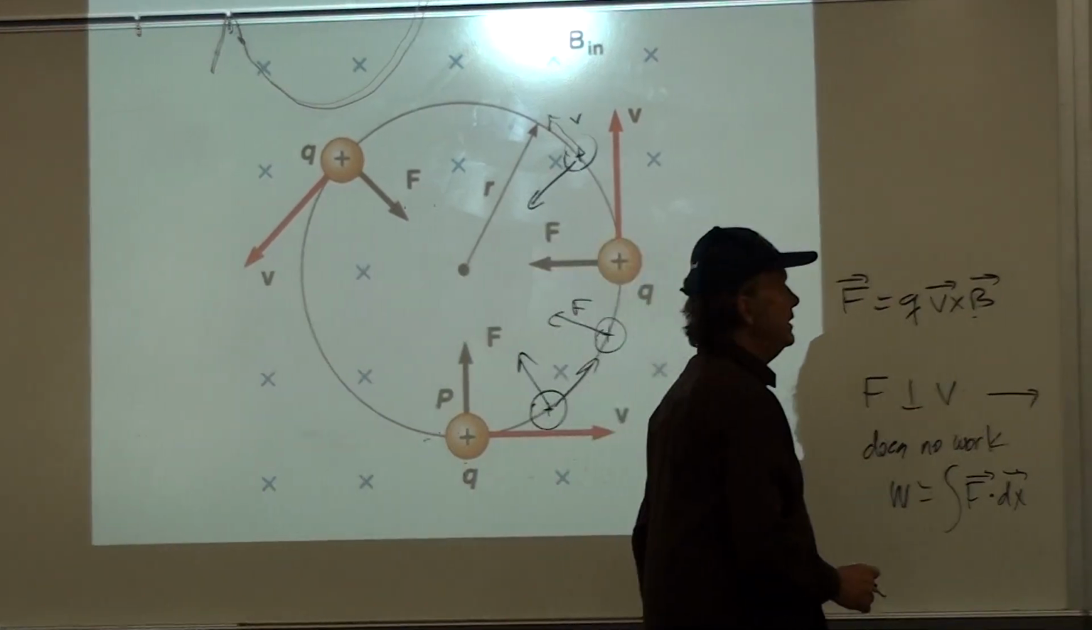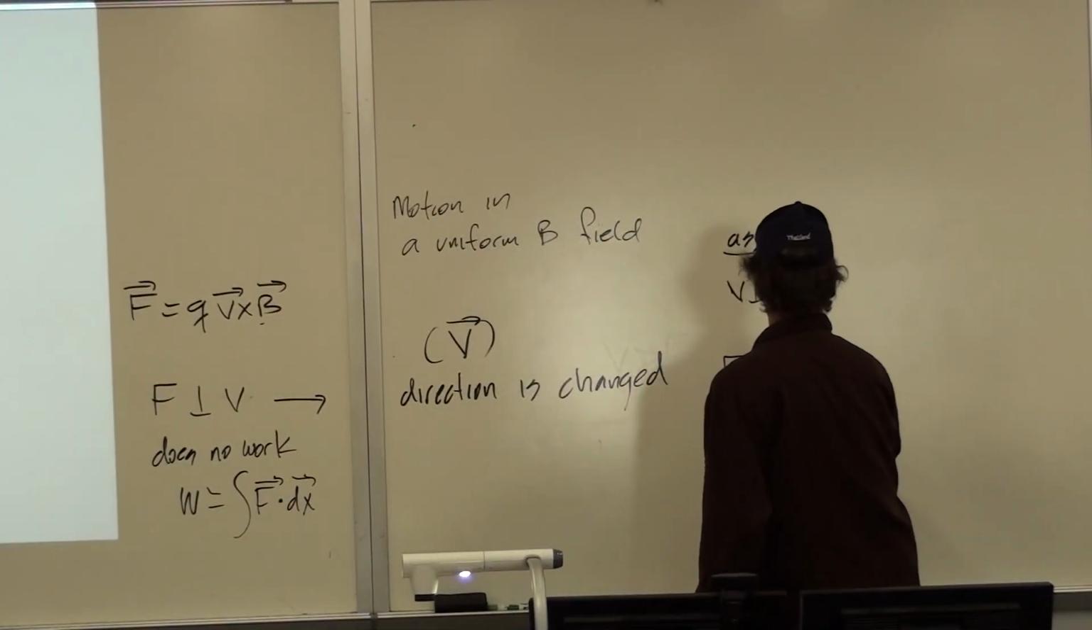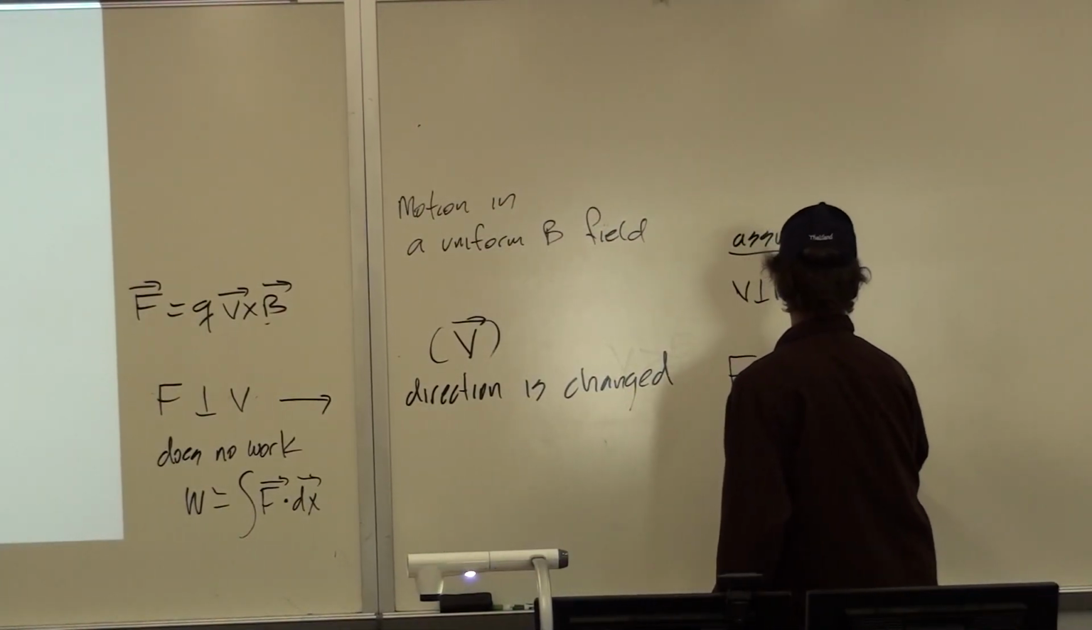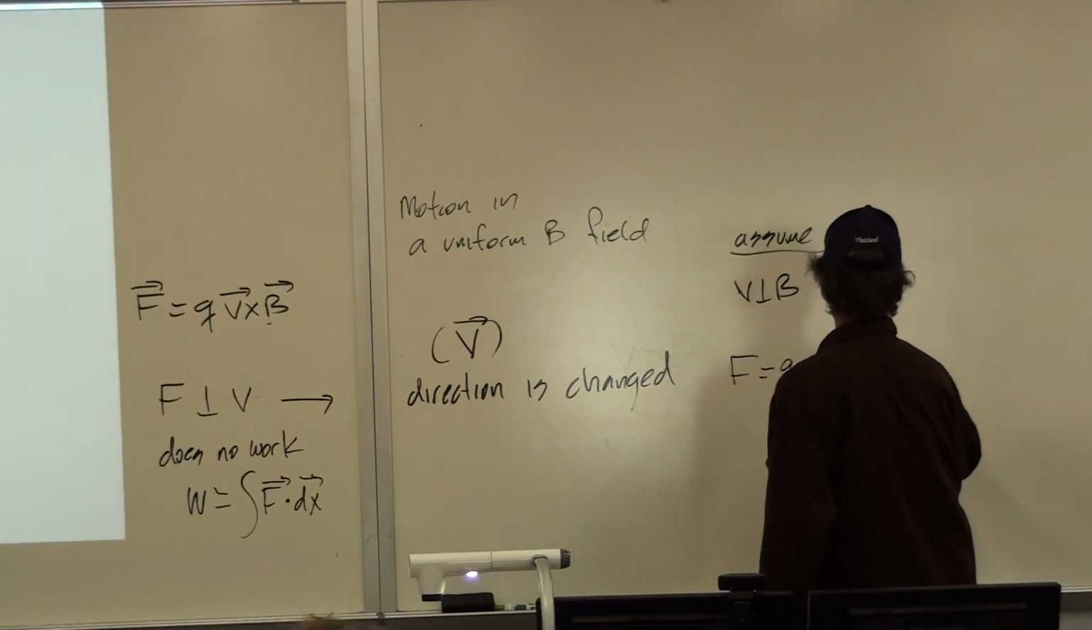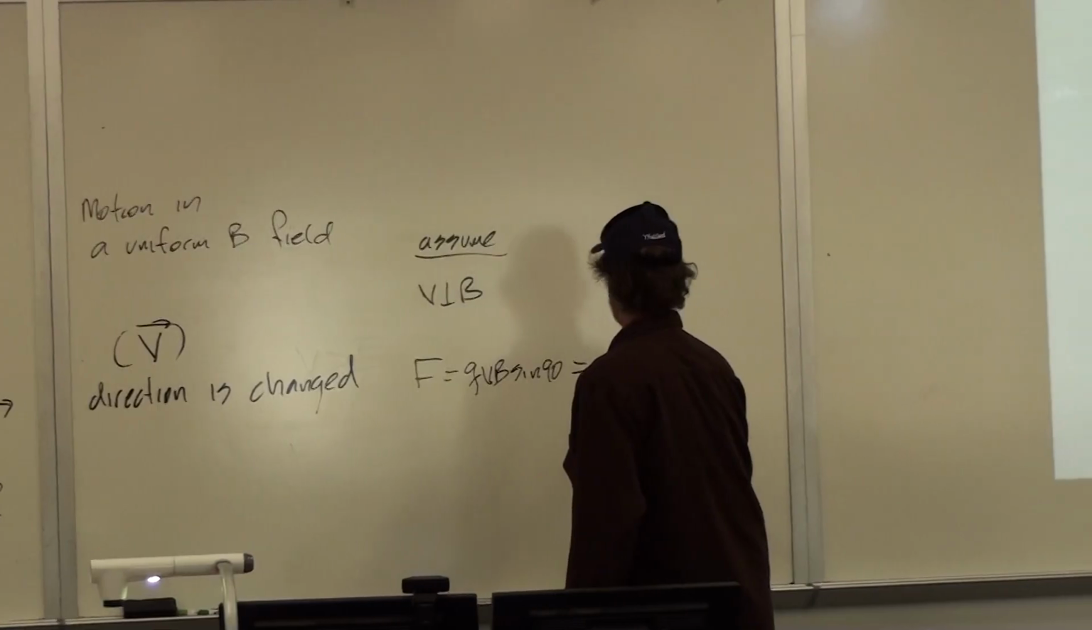Then we can see that the force, F equals QVB sine 90, equals the centripetal force, mv squared over r.